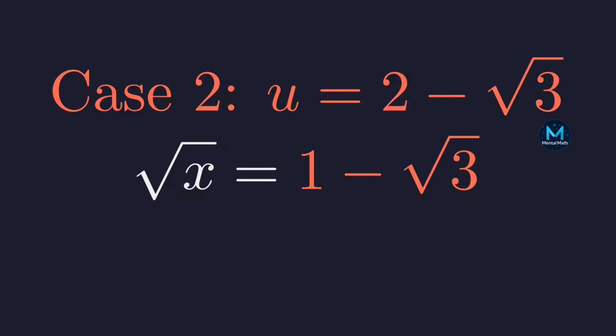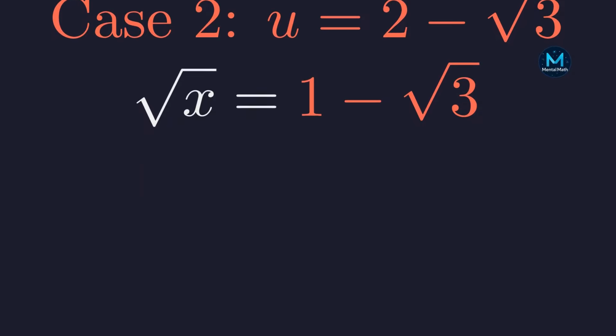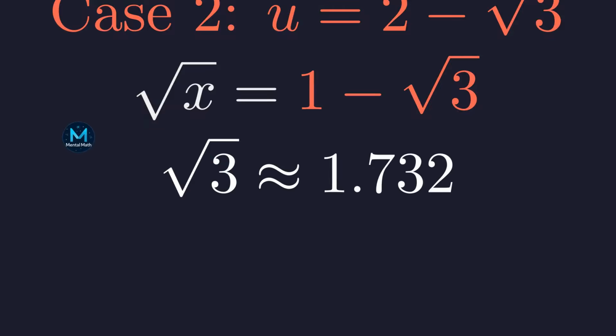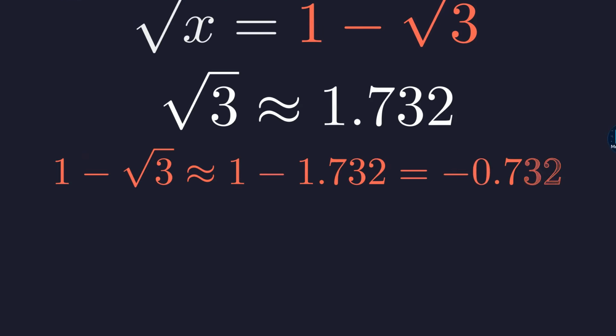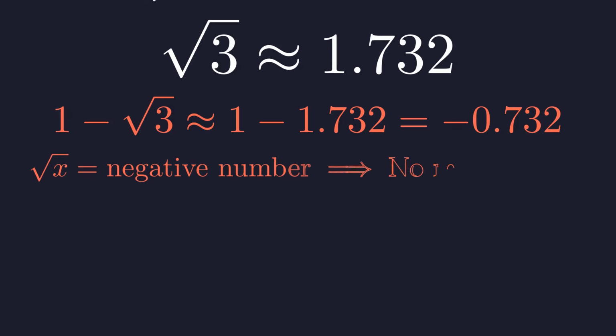Let's check the sign of this expression. The square root of 3 is approximately 1.732. So 1 minus root 3 gives us a negative value. This creates a contradiction, since the square root of x can't be negative. So this second case doesn't give us a valid real solution and we can discard it.